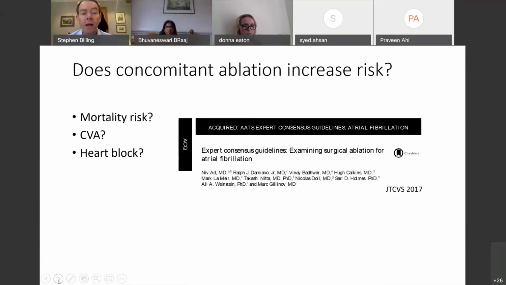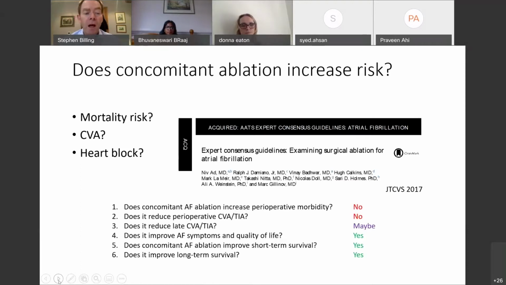Now, we're fortunate. There's an expert consensus document addressing just these questions and looking at all the available data. And these are most of the questions this document addressed. So does a concomitant ablation procedure increase perioperative morbidity? And the evidence was not. Does it reduce the perioperative stroke risk? No, but it was not designed to. Does it reduce late stroke? That's a very important question, and I've put maybe here. I think the answer should be probably, but it's very difficult to get a good answer because of the way in which previous studies have been conducted and the numbers involved and the length of follow-up.